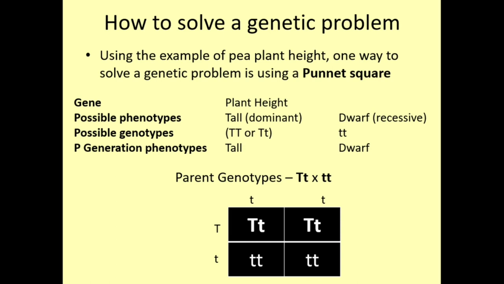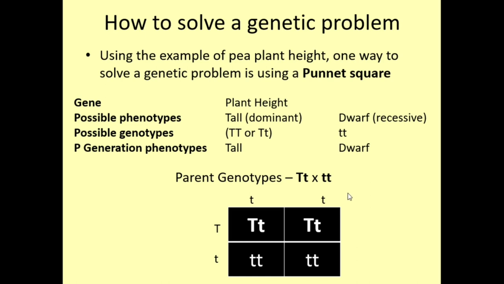So what we can see in this example is that the offspring that we would get from this cross, a heterozygote crossed with a dwarf, so homozygous recessive, would be 50% heterozygous, and then 50% of our offspring would be homozygous recessive. So 50% of our offspring would be tall plants, and 50% would be short plants, or the dwarf variety. Okay, so that's how we can use a simple Punnett square to calculate simple monohybrid genetic cross problems.